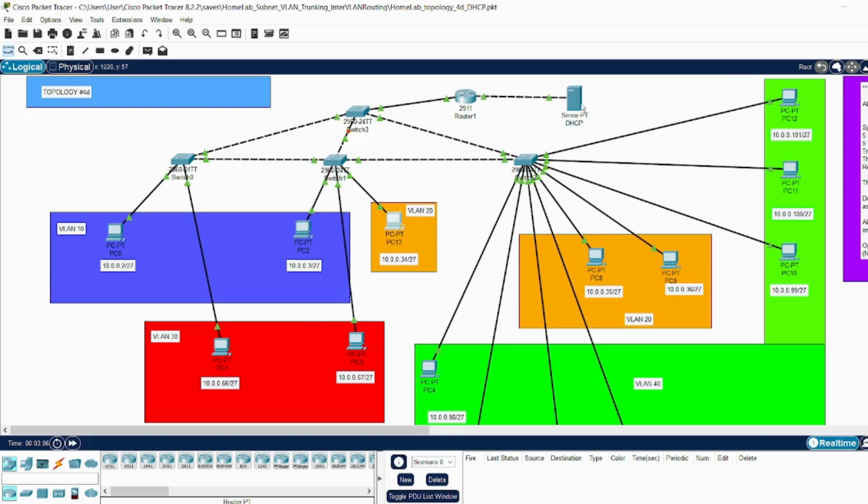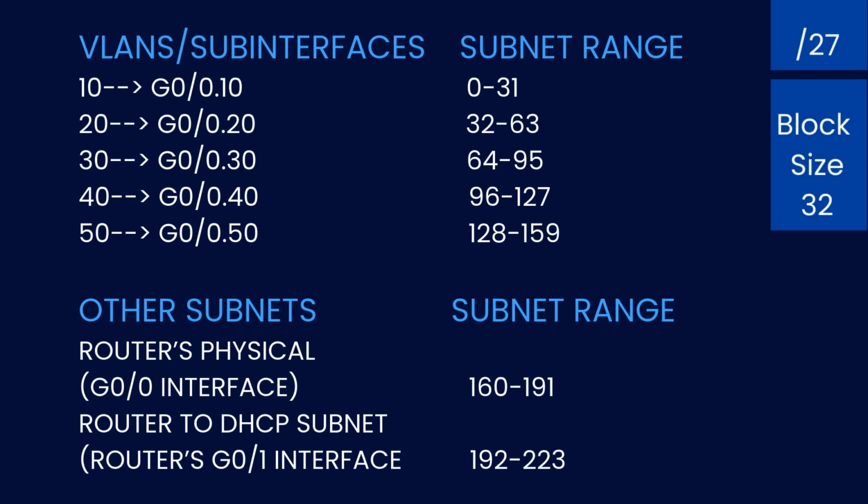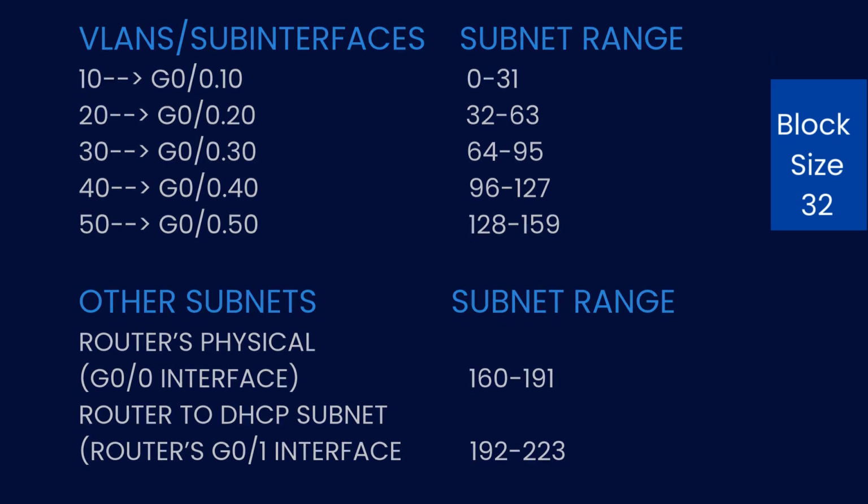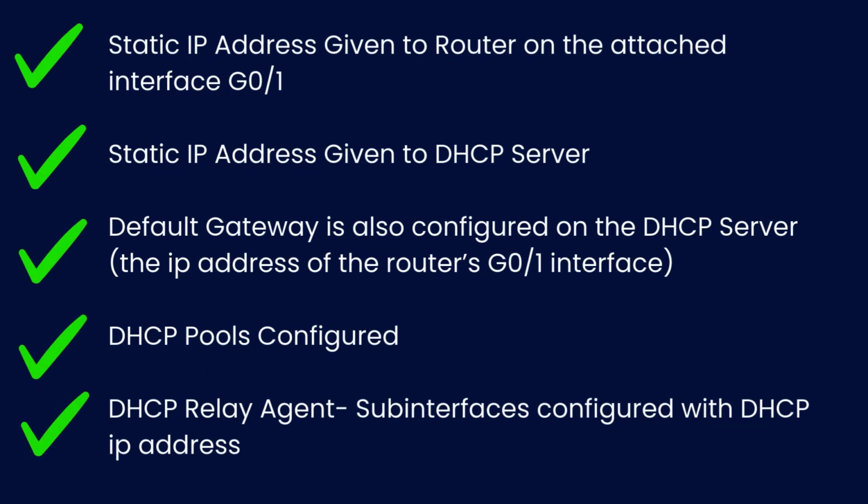I haven't been utilizing VLAN 50 in previous videos, so I won't bother with it in this video. But know that this network has, as part of its topology, 5 VLANs and a total of 7 subnets. So there you have it, dynamically assigned IP addressing.